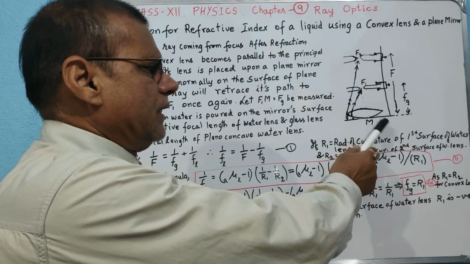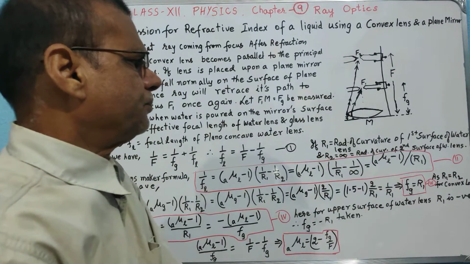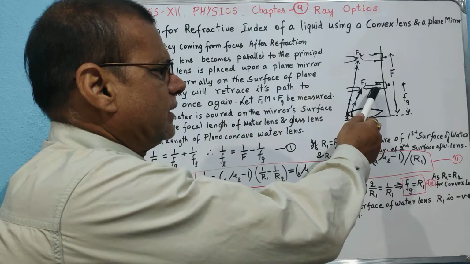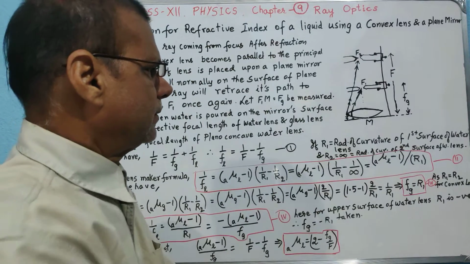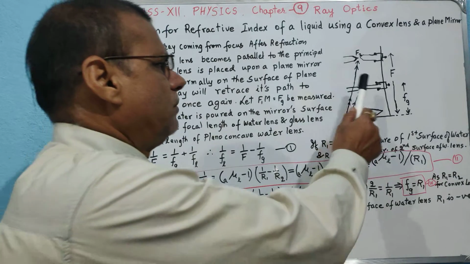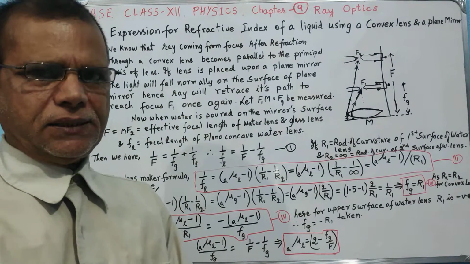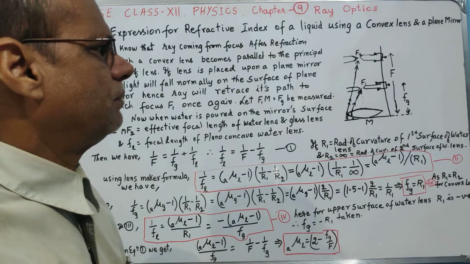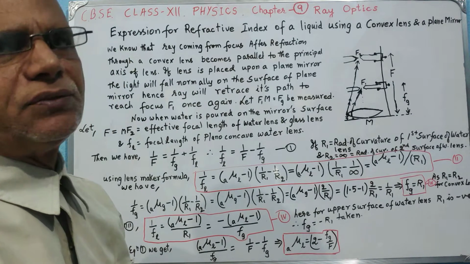We place a convex lens made of glass material over a mirror, and then we fix an object pin on the top of this lens and adjust it such that the image of the pin is formed at the same place where the pin is placed. This will be obtained by removing the parallax. The image and object start moving all together.